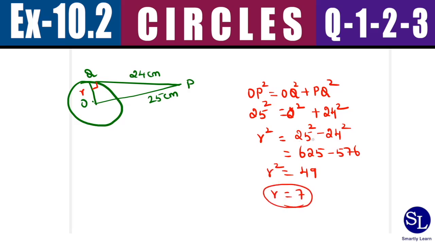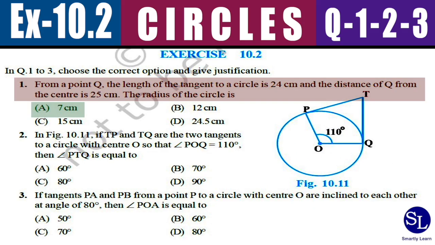If you have a doubt in computing 25 square minus 24 square, and you believe it is going to take a lot of time, you can split this as 25 plus 24 into 25 minus 24. Why? Because a square minus b square can be split as a plus b and a minus b. A minus b automatically becomes 1, so all you need to do is compute 25 plus 24. If squaring is difficult for you, that's an alternate and very fast method. Now that we have found the radius is 7, we will pick option A.